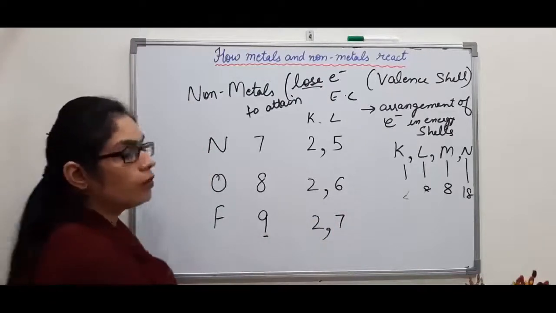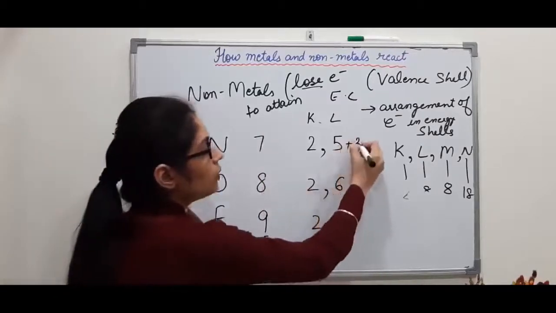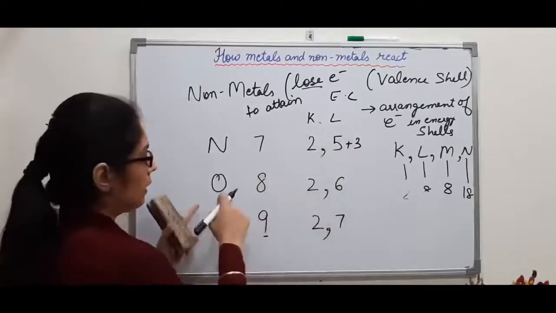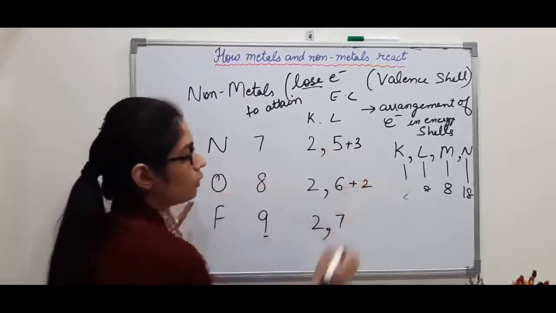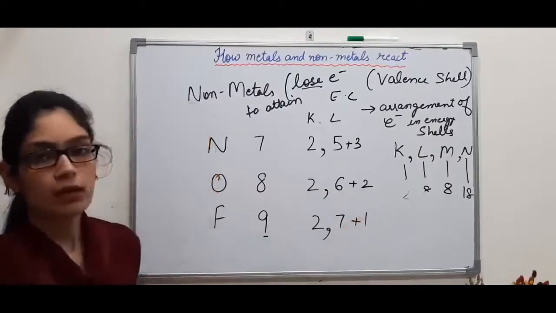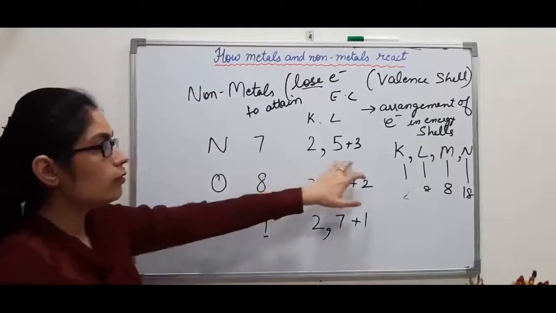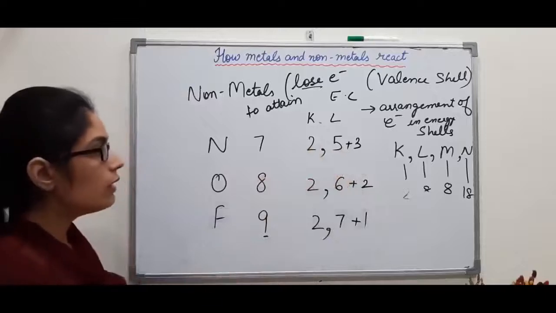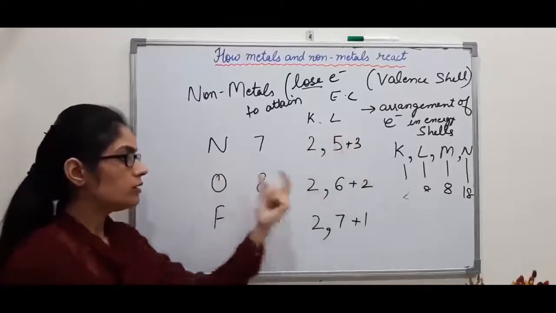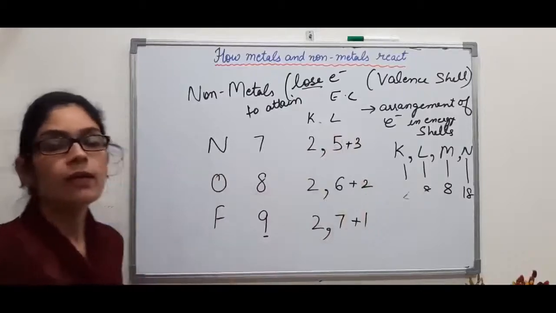So here, in order to attain noble gas configuration, we can see nitrogen needs 3 more electrons in valence shell or outermost shell. So 5 plus 3 is 8. And oxygen needs 2 more electrons. Fluorine needs 1 more electron in order to attain noble gas configuration. So here we can observe now that non-metals gain electrons in order to attain noble gas configuration. Nitrogen needs 3 more, oxygen needs 2 more, and fluorine needs 1 more electron.